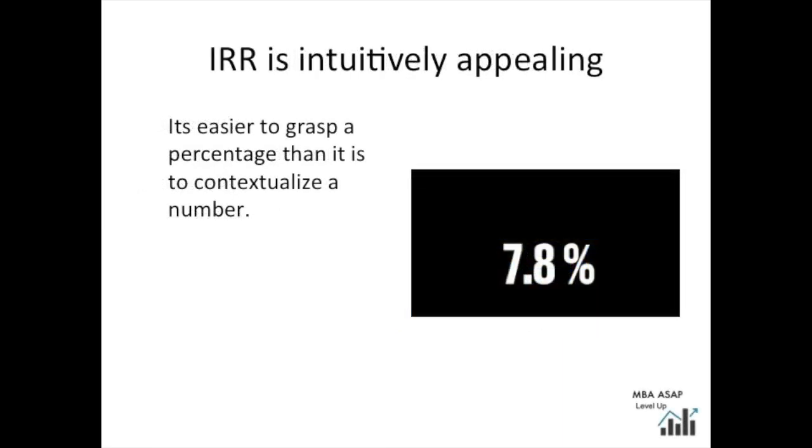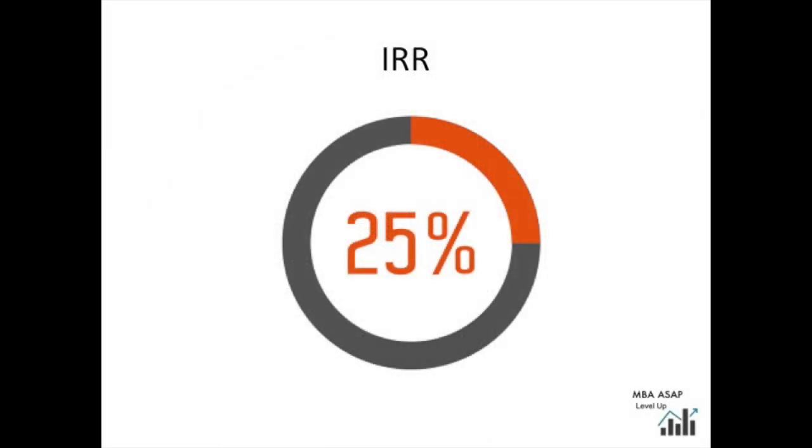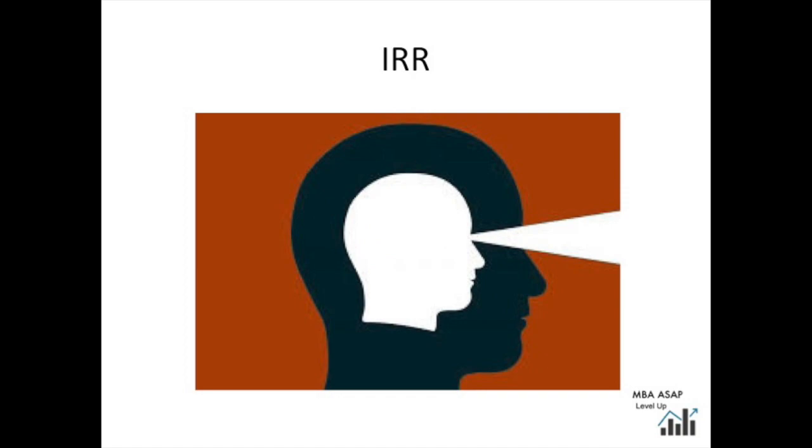IRR takes the net present value, which is a numeric value, and restates it as a percentage, which makes it more intuitively appealing. It's difficult for us to grasp the meaning of a number. It has little context. If we say the NPV is $3,537,000, it means little by itself. But if I tell you the internal rate of return on the project is 25%, it's easy to intuitively grasp. It takes the net present value and changes it into a percentage that's easier to quickly grasp and understand. It gives us a more intuitive and appealing take on the NPV of the project.